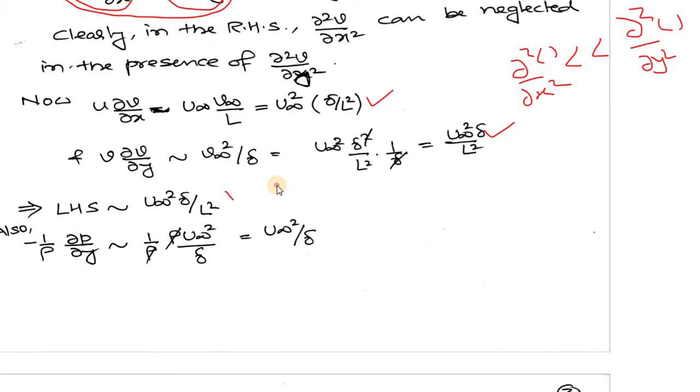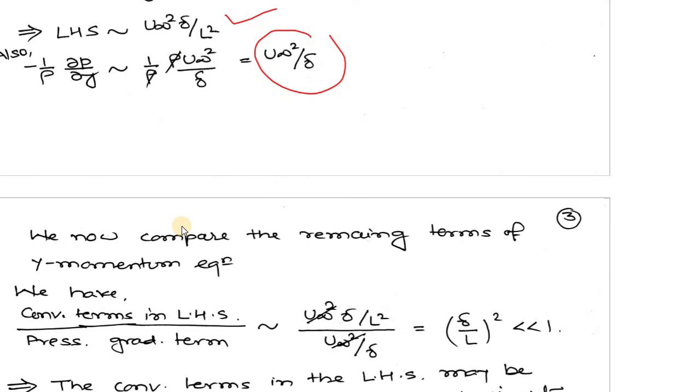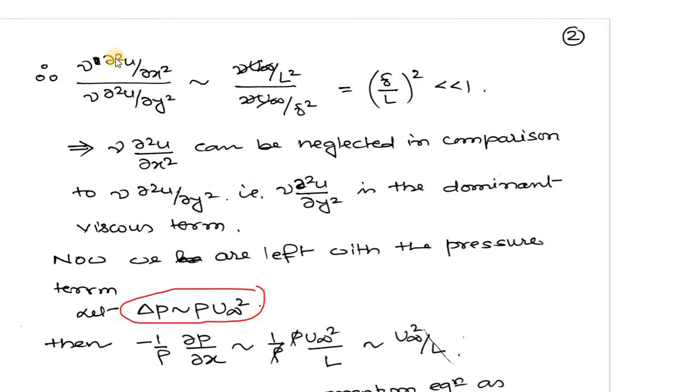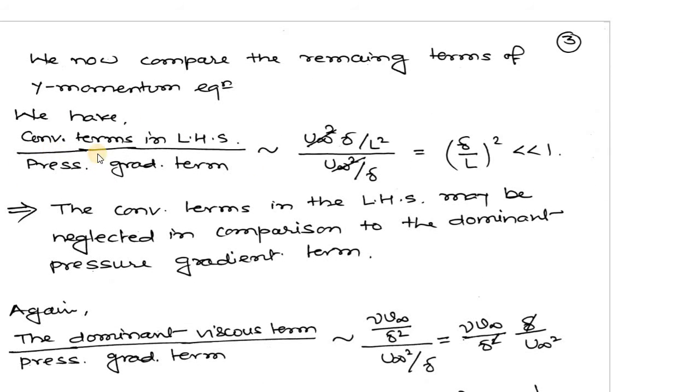Now we want to compare each of the terms with this viscous term and the pressure gradient term. We have noted that the LHS is of order of magnitude u infinity square delta by L square. The pressure gradient term is of order of magnitude u infinity square by delta. So let us compare the pressure gradient term with the left hand side, just like we did in the case of the x momentum equation, using a ratio. We are again using the ratio of convective terms in the left hand side by the pressure gradient term in the right hand side, and the order of magnitude of this ratio is u infinity square delta by L square over u infinity square by delta. If you simplify this you will get delta by L whole square, which by our assumption is much less than 1.